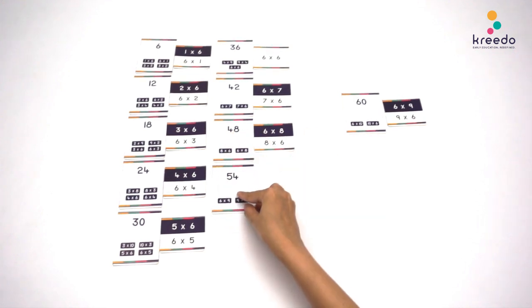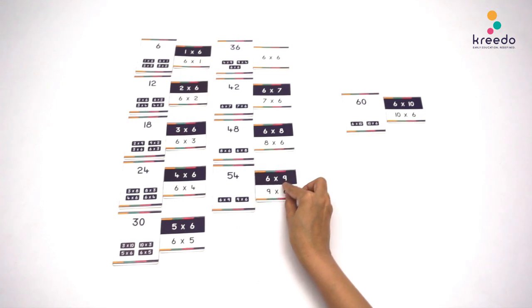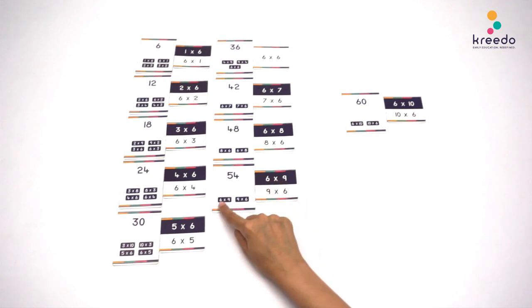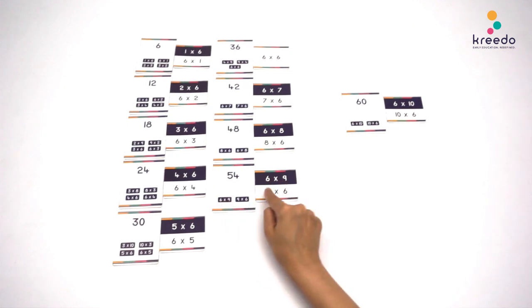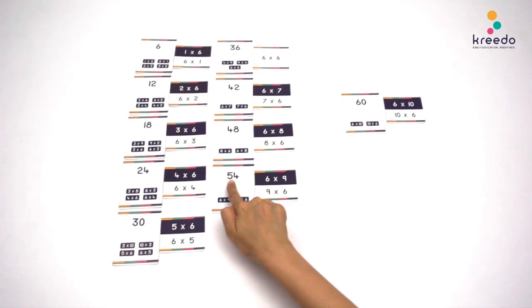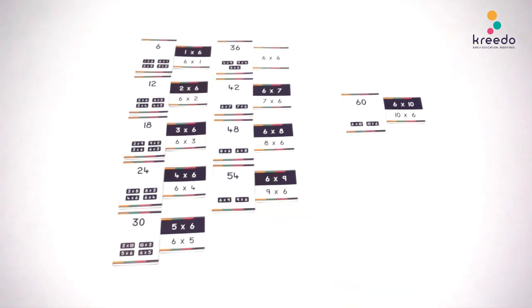Pair the next big card and small card in front of the child. Point to the table on the small card, followed by the same on the big card and say, 6 into 9, 6 into 9, 9 into 6, 9 into 6 is 54.